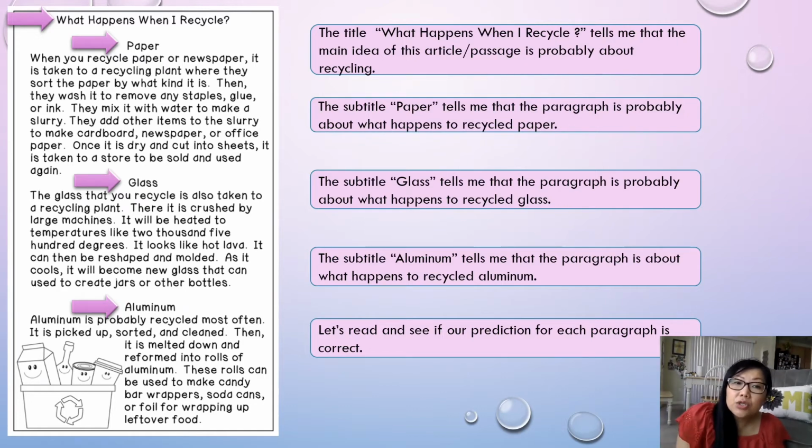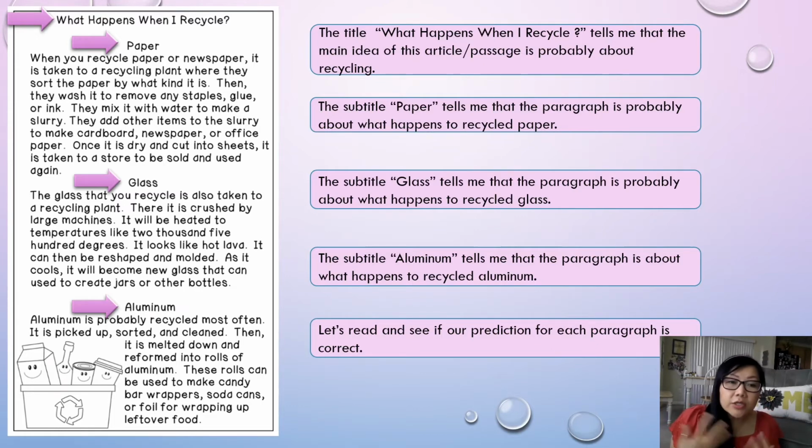The next paragraph is subtitled Glass. The glass that you recycle is also taken to a recycling plant. There it is crushed by large machines. It will be heated to temperatures like 2,500 degrees. It looks like hot lava. It can be reshaped and molded. As it cools, it will become new glass that can be used to create jars or other bottles.